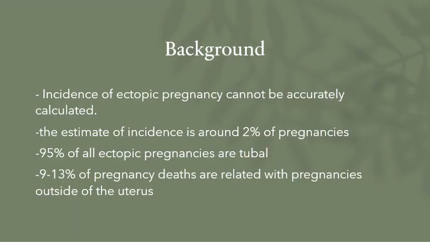Background. Incidence of ectopic pregnancy cannot be accurately calculated. This is because most ectopic pregnancies end up with miscarriages and are rarely registered. This is why most of the information is rough estimates. The estimate of incidence is around 2% of pregnancies. 95% of all ectopic pregnancies are tubal, like fallopian tube pregnancies. 9 through 13% of pregnancy deaths are related with pregnancies outside of the uterus.